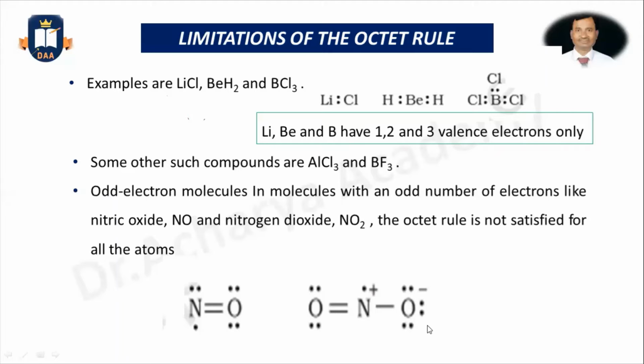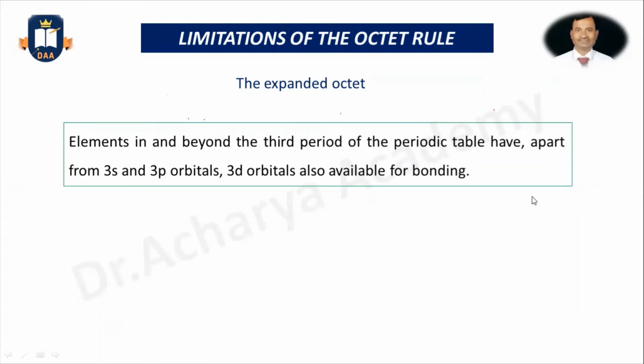And on the right side, that oxygen atom fulfills the octet rule because it has 3 lone pairs, that is 6 electrons, and 1 single bond, that means 2 electrons, total 8 electrons, which fulfills the octet rule. So in both compounds, nitric oxide and nitrogen dioxide, the nitrogen deviates from the octet rule. Now I'll discuss the expanded octet.